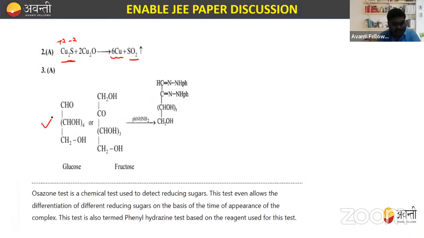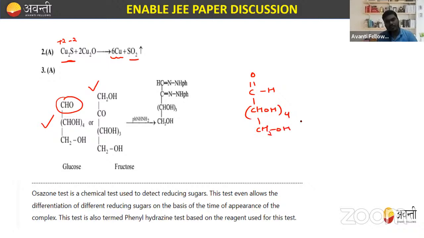Okay, so this is the structure of glucose, right? And this is the structure of fructose. So when glucose and fructose are treated with this phenylhydrazine, what is formed? Because we know that they are reducing sugars, right? CHO, let me write. We know that this is CO, this is H, this is CHOH four times, and this is CH2OH. When they react with H2N-NH-phenyl, then the elimination of H2O takes place, right?